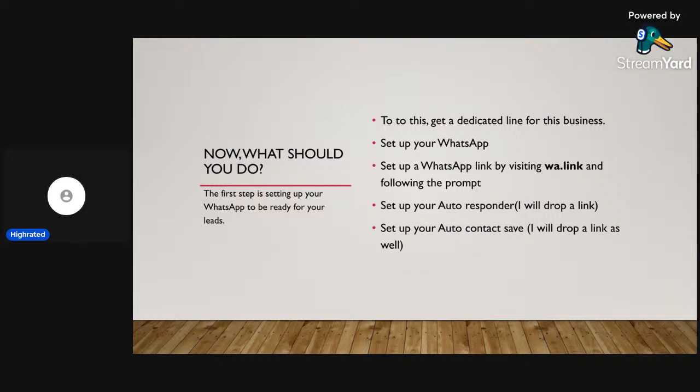Then set up WhatsApp on that line. Then set up your WhatsApp link. Visit wa.link and follow the prompt. I'm going to do a screen record detailing how I do this, and I'm going to drop it on the group. Set up your autoresponder. I will drop a link detailing how to do all of that, and the link to getting a free autoresponder, on the group.